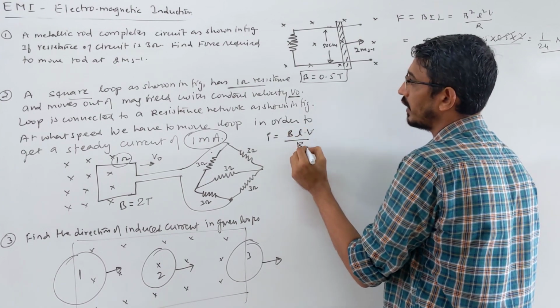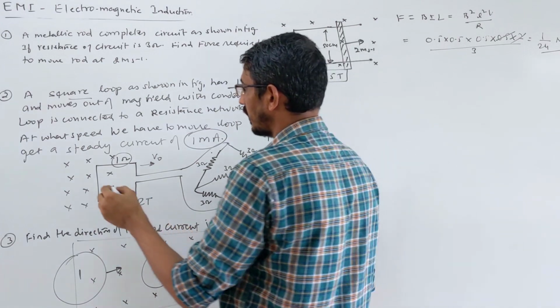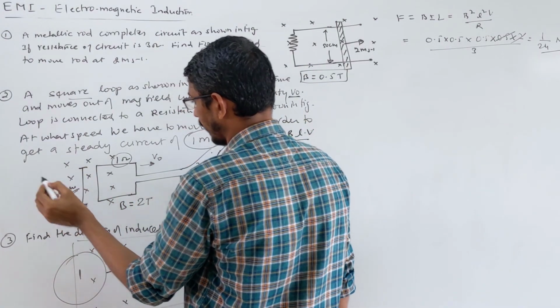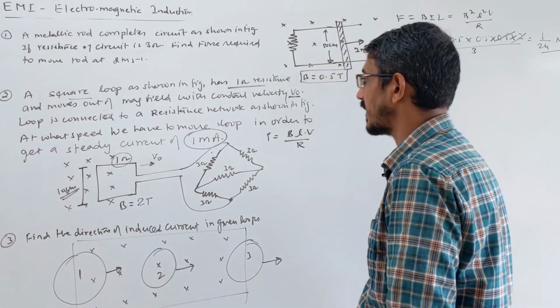Okay, so actually one thing is missing here. There is a square loop. Side was also given as 10 centimeter. Yes, the side of the square loop is given as 10 centimeter.